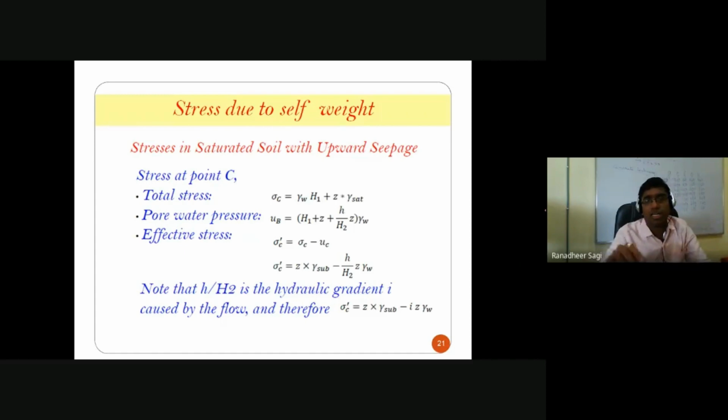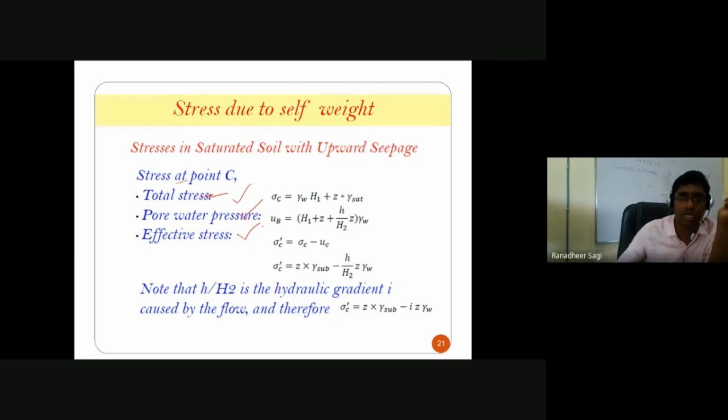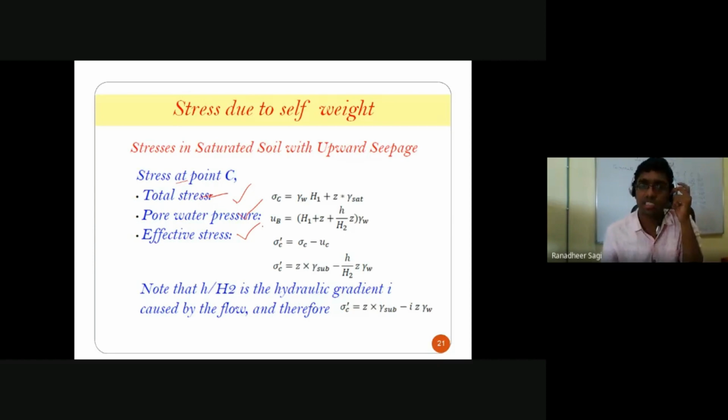And similarly, not only at point A and point B, even at point C, I can go ahead and calculate the effective stress value at point C, as we have done earlier in the downward seepage case. I can see how to calculate the total stress, pore water pressure, and effective stress. So I expect you to go through it and take some time in solving it: how to calculate the different stresses at point C.